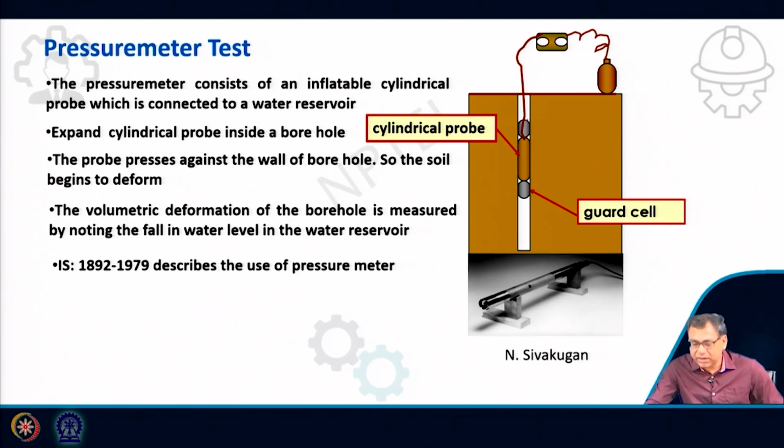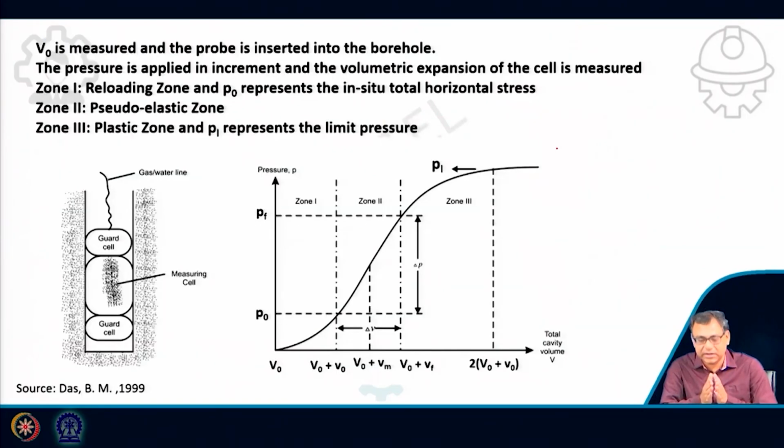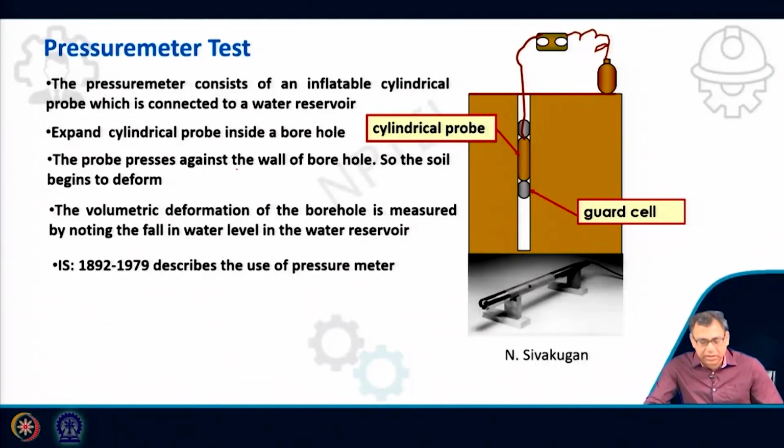Because vertically we are providing support, these are called guard cells. What is the function of the guard cell? It will not allow the cylindrical probe to expand vertically. Okay, it will allow the expansion of the cylindrical probe in the lateral direction only. Okay, now the probe presses against the wall of the borehole so that the soil begins to deform. The volumetric deformation of the borehole is measured by noting the fall of water level in the water reservoir.